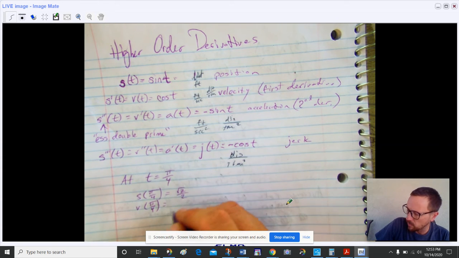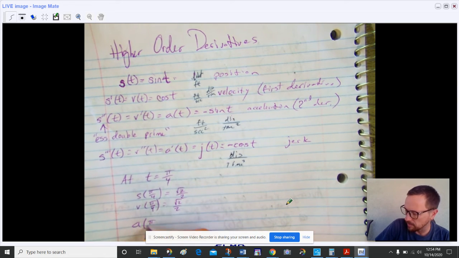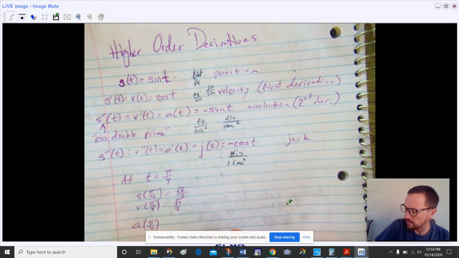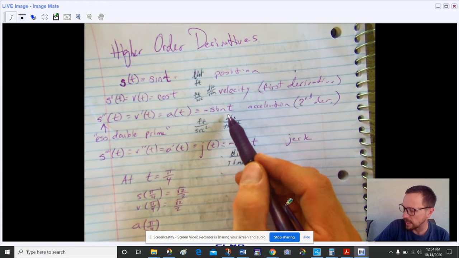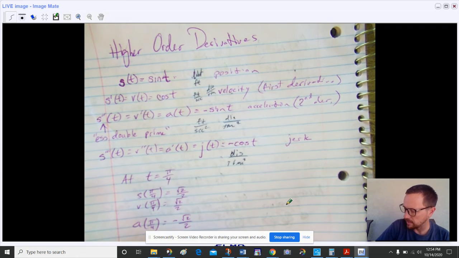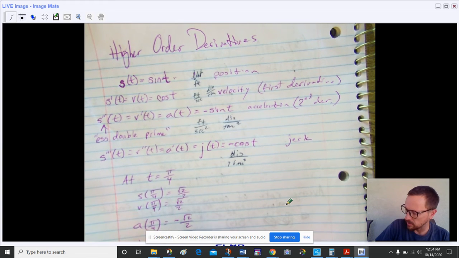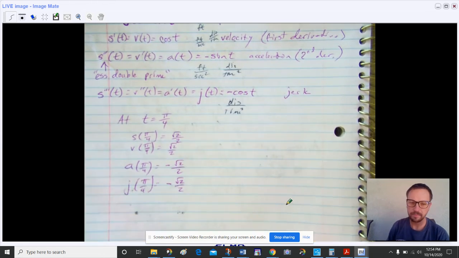All right, so we got this v of pi over 4, which would be radical 2 over 2, because cosine of pi over 4 is also radical 2 over 2. A of pi over 4 is going to be negative sine of pi over 4, so that's negative radical 2 over 2. And J, the jerk at pi over 4, would be also negative radical 2 over 2. Okay, so this is what's going on.